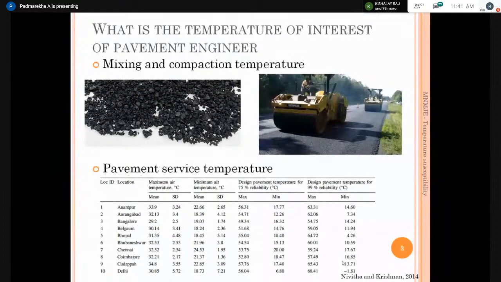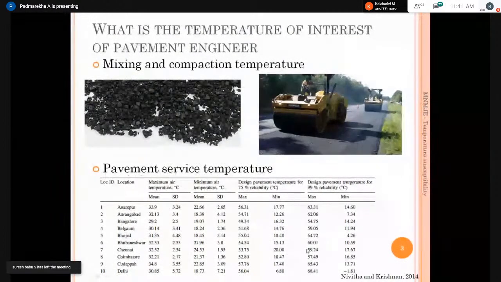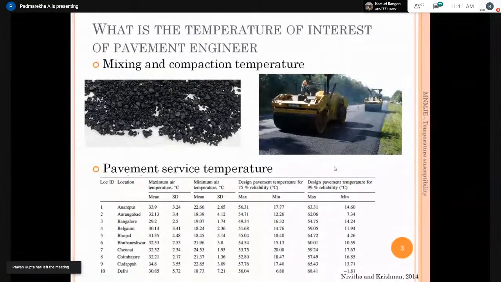If you want to study the behavior of bitumen during pavement service conditions, our temperature of interest is in the range of minus 10 to 70 degrees Celsius. This is the temperature range a pavement engineer is interested in, and what the behavior of bitumen will be in this temperature region.